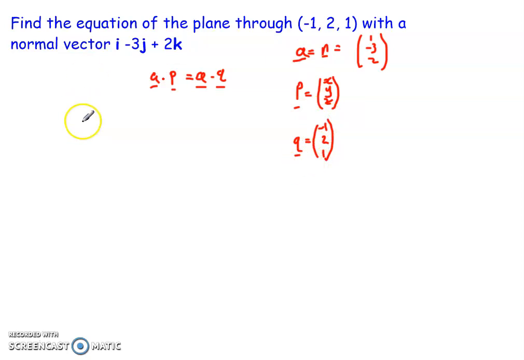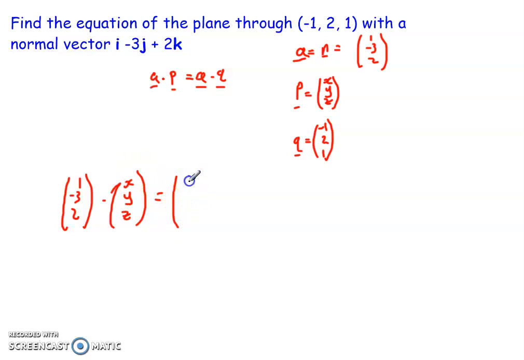So plug all this information together into here, and what I end up getting is 1, negative 3, 2, dot with x, y, z, equals the normal 1, negative 3, 2, scalar product with the q, which is negative 1, 2, 1. So calculate both of those and we're laughing.